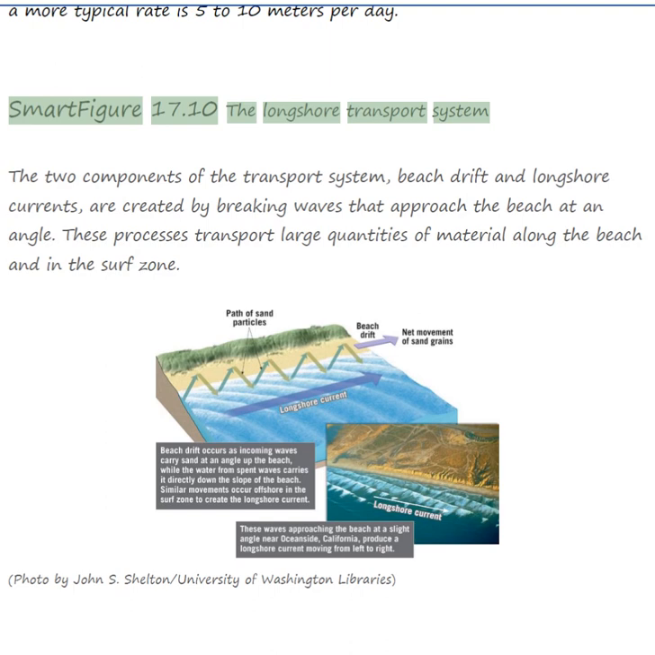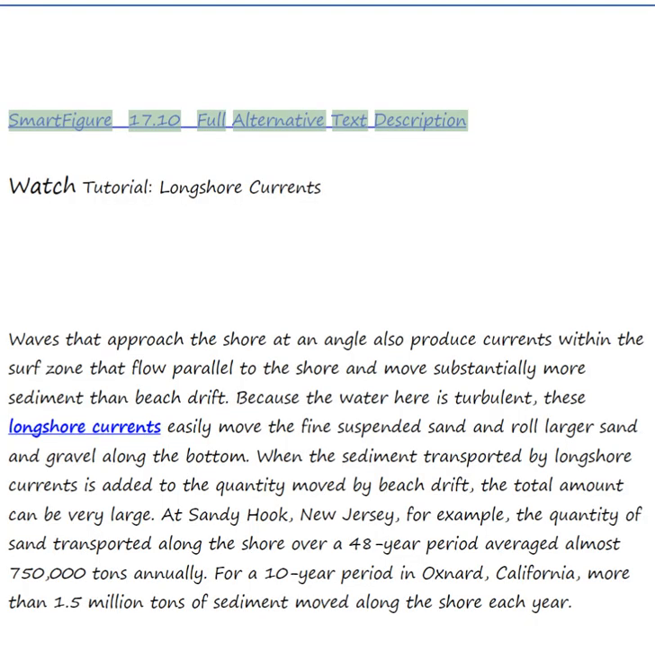Smart Figure 17.10 The Longshore Transport System. Smart Figure 17.10 Full alternative text description.